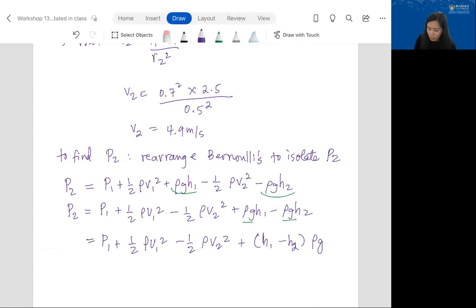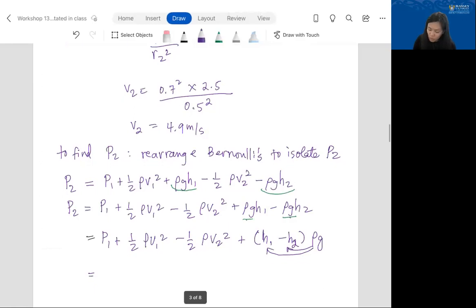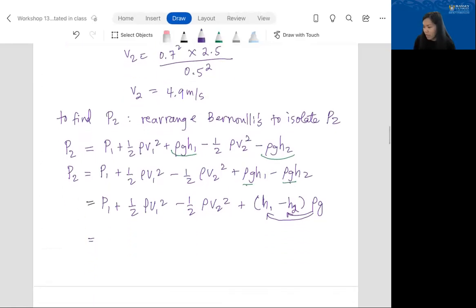I factored out rho G because rho G appears on both terms, and rho G is the same for both terms. And you have H1 minus H2 in brackets. If you expand out this factorization, you should be able to recover the expanded form. And that tells you that you did the factorization correctly. So then you know everything now.